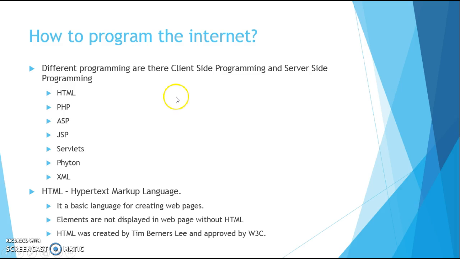Internet programming can be classified majorly into two different types: client-side programming and server-side programming. These are the different programming languages. Here the major thing is HTML. Why I am saying this is a major thing means, for example, you are creating any application or you are studying about any application programming.